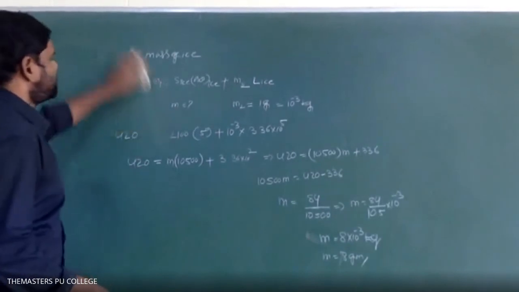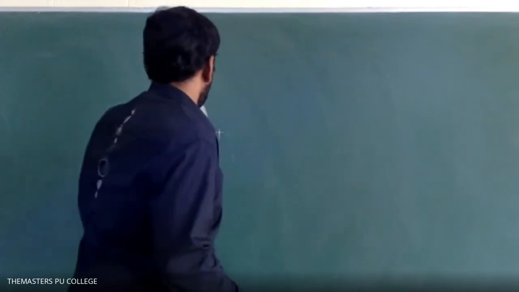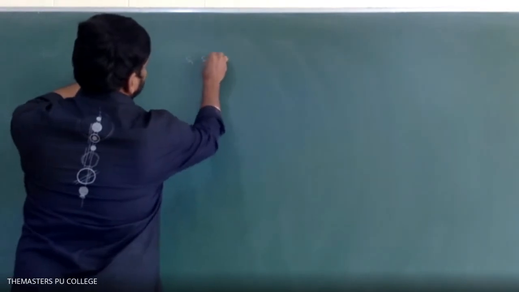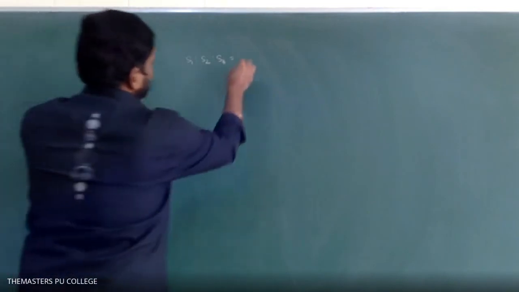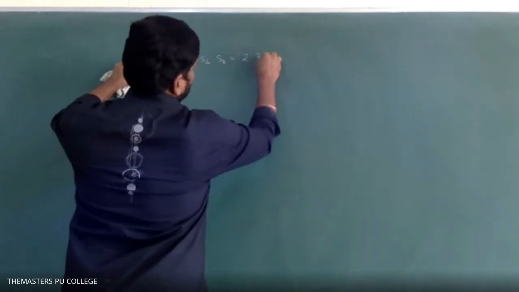So what they have given first: the three substances have specific heats S1 is to S2 is to S3 equals, sorry, 2 is to 3 is to 1. So 2 is to 3 is to 1.